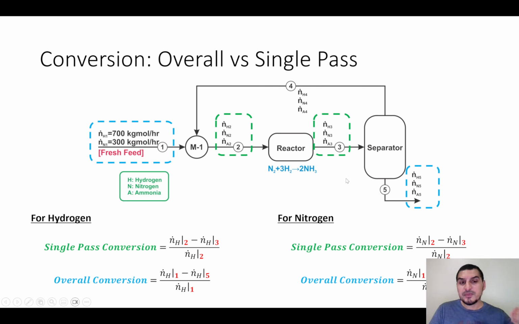But anyway, this is the cost that we pay for recycling the streams, and in return this cost would be paid off by increasing the product flow rate. This way we are producing more ammonia, and this would be the reward that we get for this recycle stream.